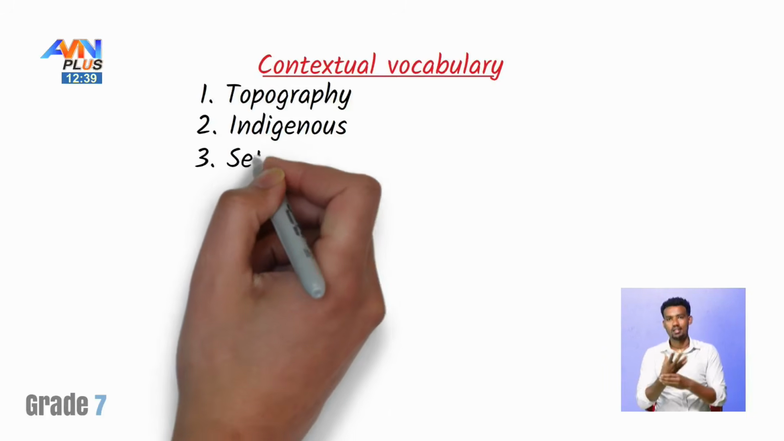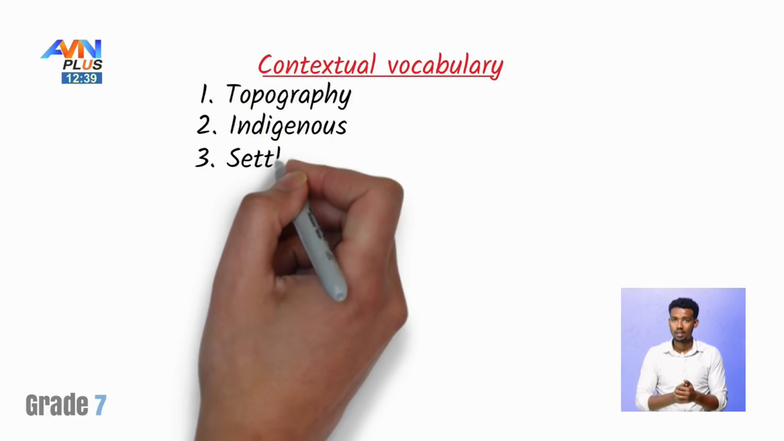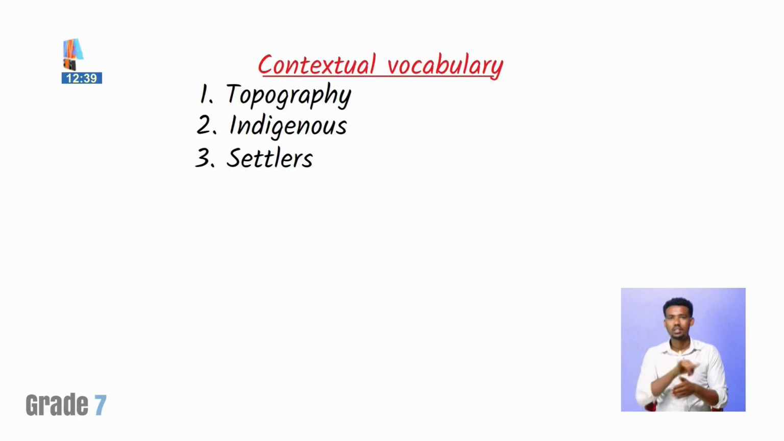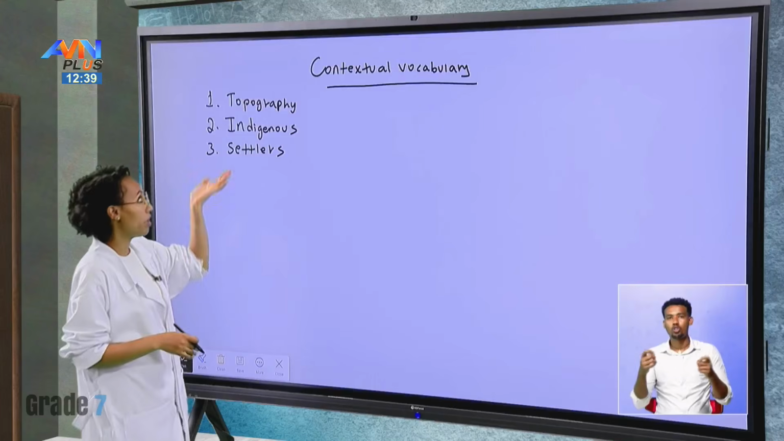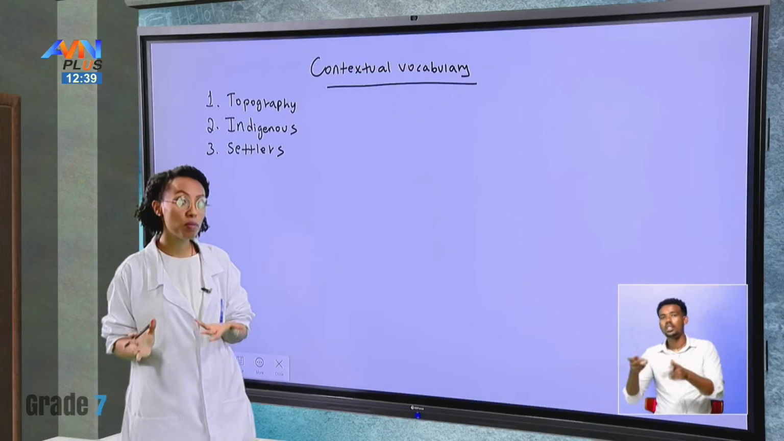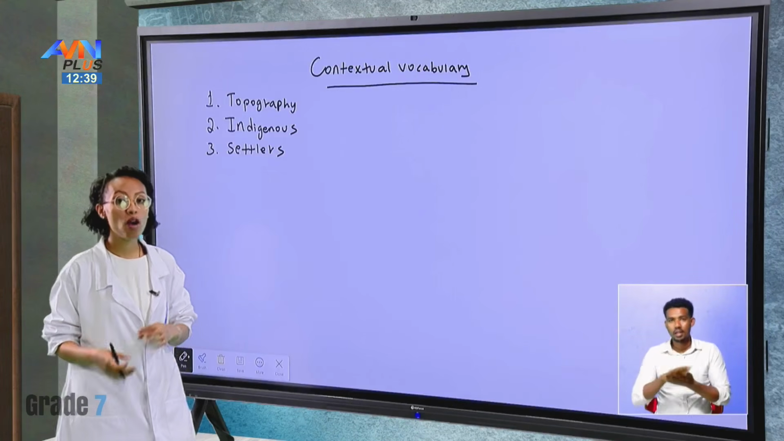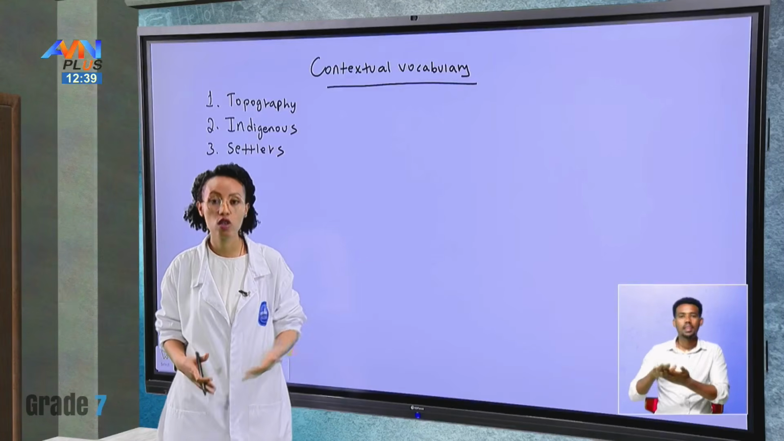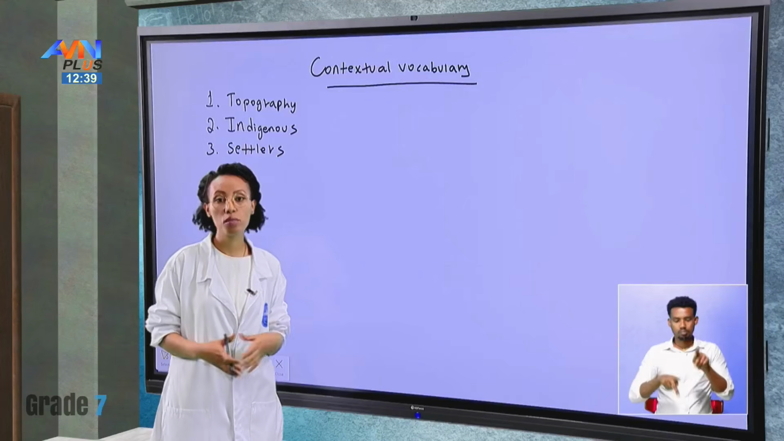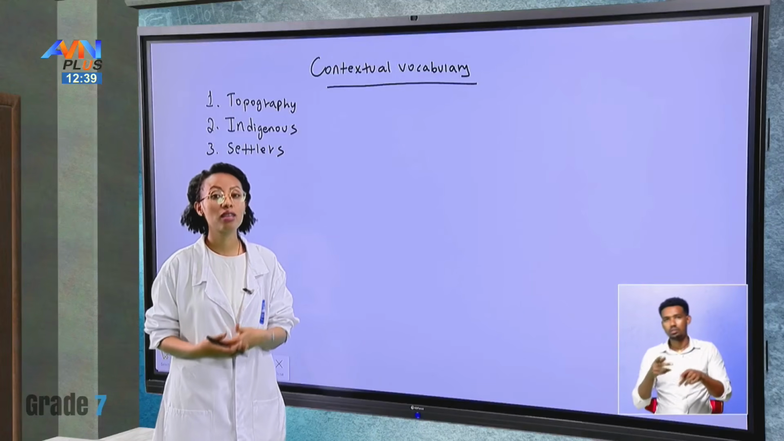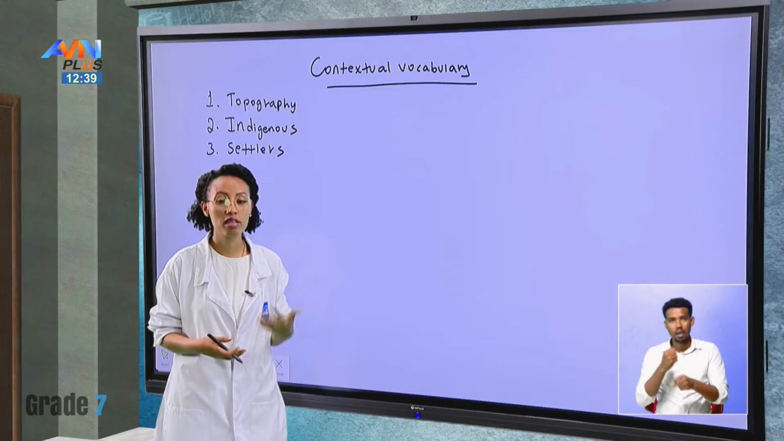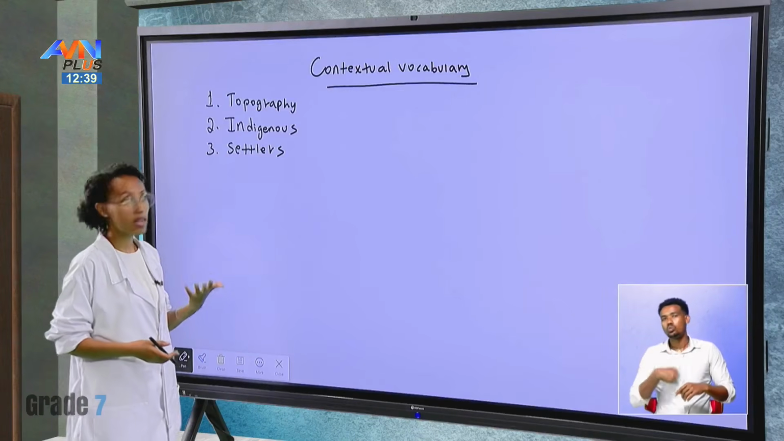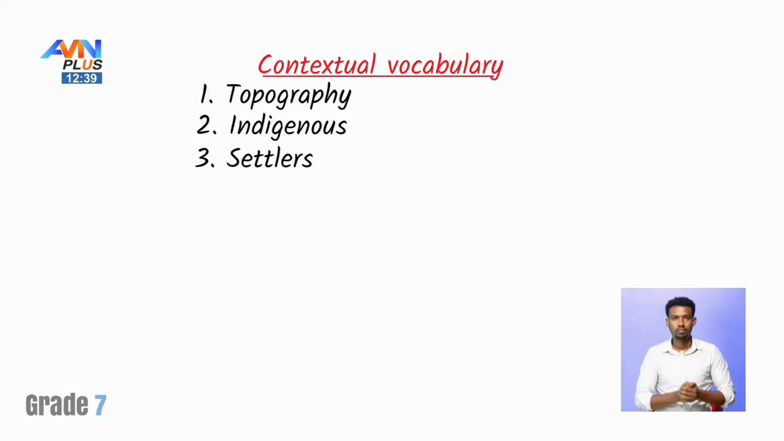The other word that we have seen was settlers. Settlers, unlike indigenous, is what? The opposite of indigenous. So settlers are not people who are native, but they are people who move from their native lands to other places to live. They build homes, they build different structures, and they make their home in the place they have settled in. That's what we call settlers, unlike indigenous people who are native.